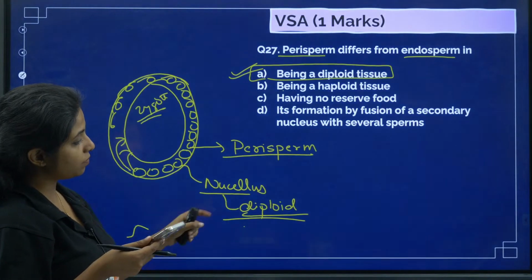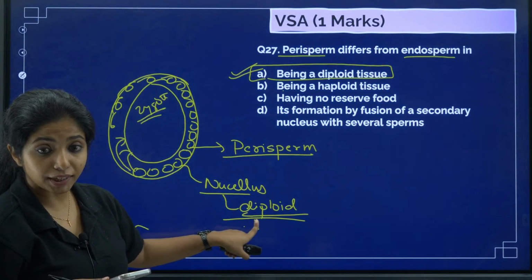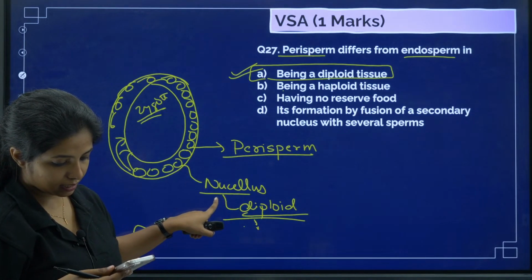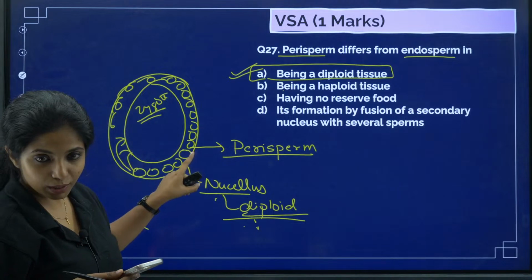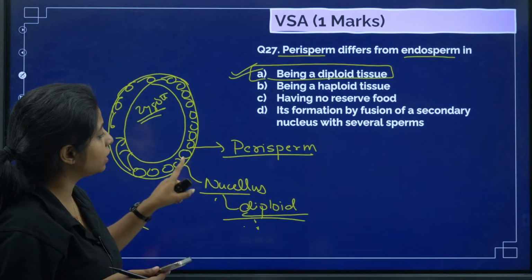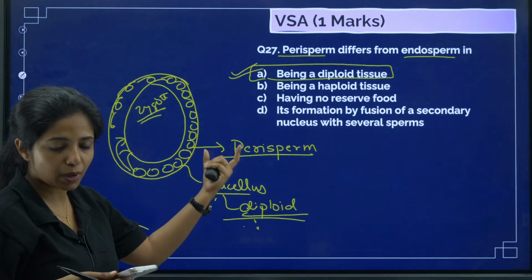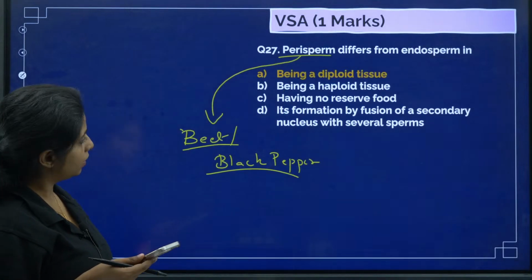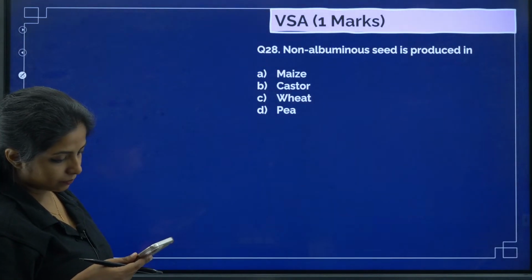Perisperm is diploid. Perisperm is made up of nucellus, and nucellus is diploid. So perisperm is a diploid tissue. Tissue means a group of cells coming together. Cool? I hope you understood.